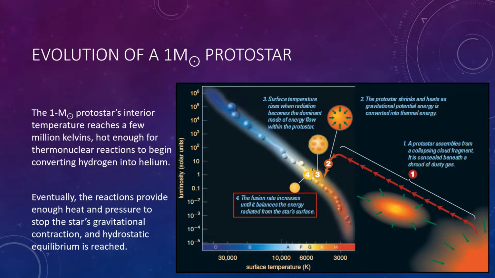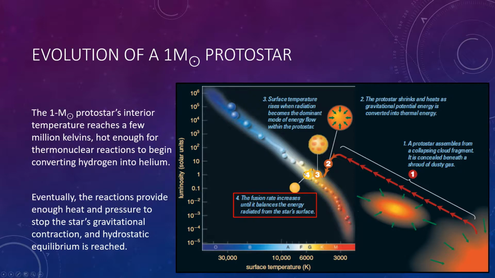In time, the 1 solar mass protostar interior temperature reaches a few million degrees Kelvin, enough for thermonuclear reactions to begin converting hydrogen into helium. As we saw previously, these reactions release enormous amounts of energy. Eventually, these reactions provide enough heat and internal pressure to stop the star's gravitational contraction, and hydrostatic equilibrium is finally reached. The protostar's evolutionary track has now led it to the main sequence, and the protostar has become a full-fledged main sequence star. So it's at point 4 when it reaches the main sequence that it's officially deemed a star.